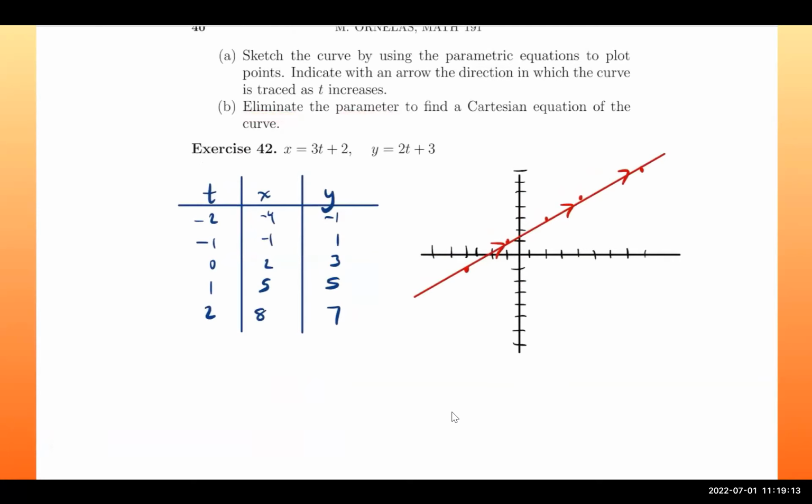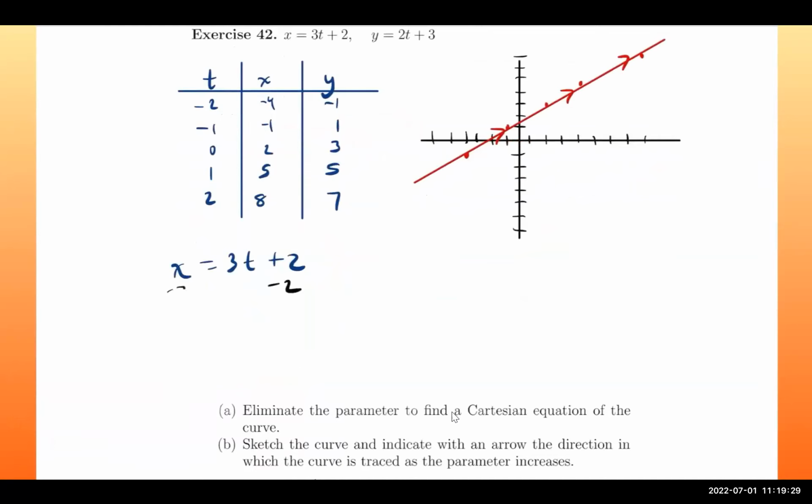That's the direction. And now for part B, they want us to eliminate the parameter t and find a Cartesian equation of just x and y. So what we can do is solve for t in this equation and substitute it into that equation. So let's do that now. x equals 3t plus 2. If you solve for t, you should get t equals 1/3 x minus 2/3. So that is what we're going to substitute into the y equation in order to eliminate the parameter.